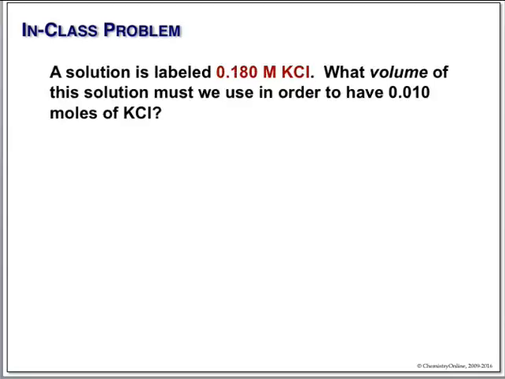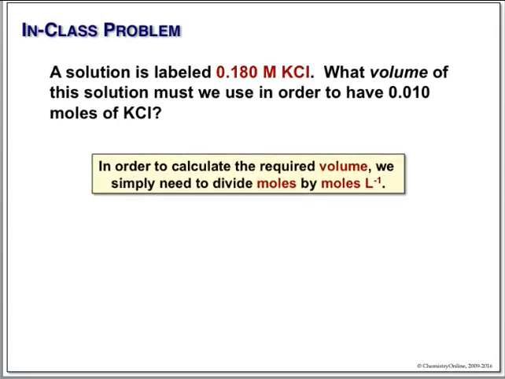All right. One more permutation on this. We have a solution already. It is 0.18 molar KCl. In our reaction that we want to do, we want 0.01 moles of KCl. What volume do we need? Now, I know this sounds like we're changing the rules here, but we're not. We need to calculate a volume, and to do that, we're going to wind up dividing moles by our molarity. How do we know that? Just look at the math.